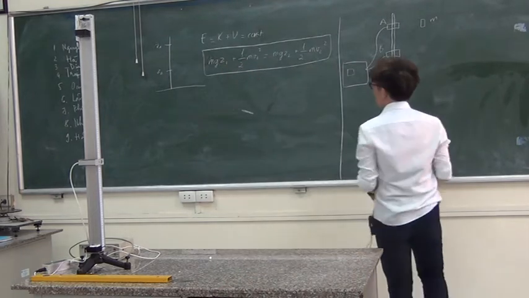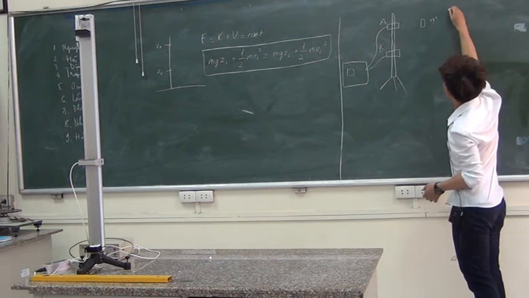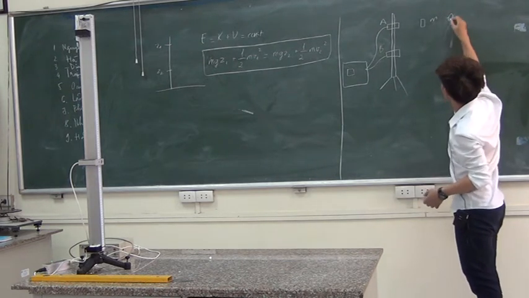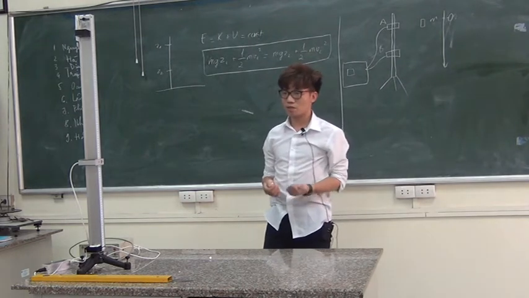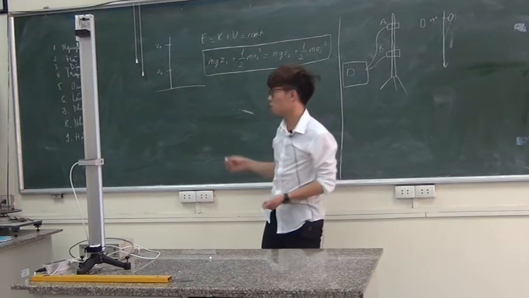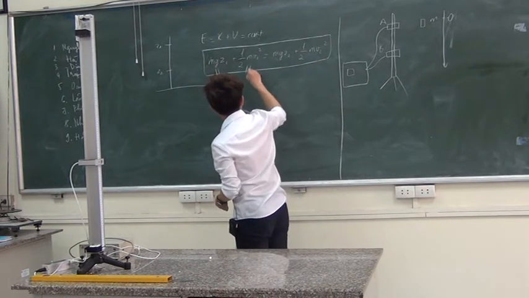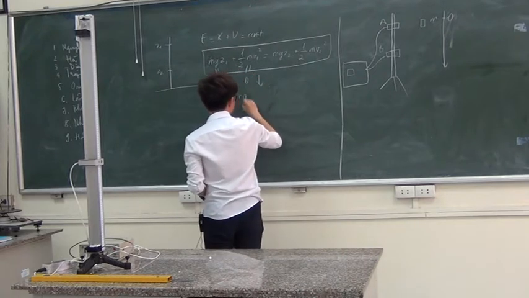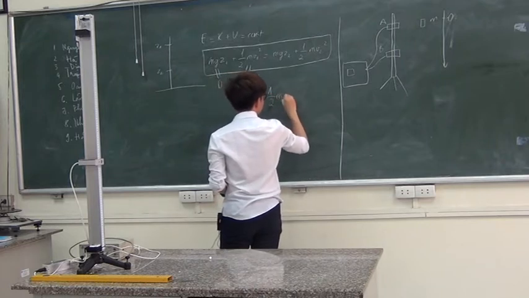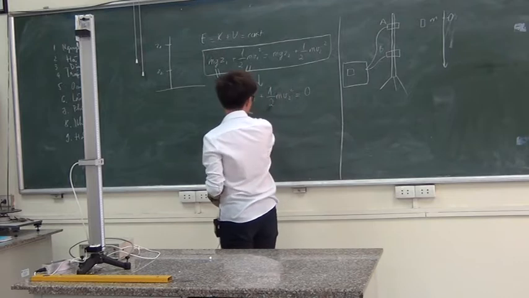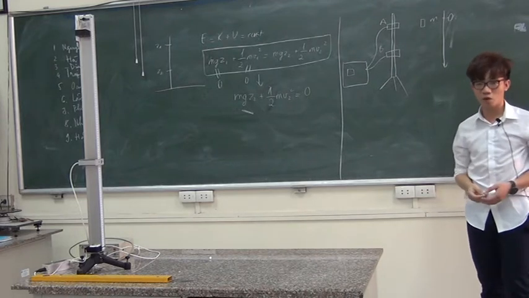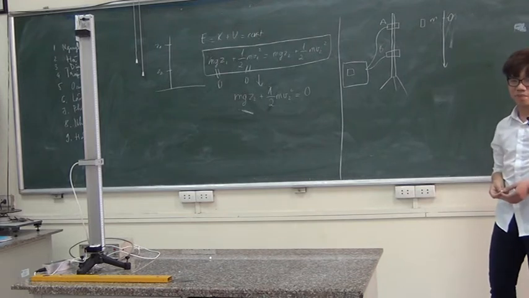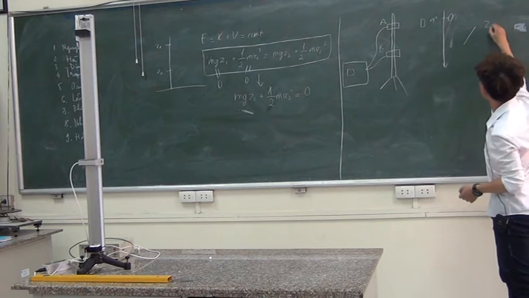I think, to keep it simple, we can choose this as our origin with potential zero, so the sum of initial kinetic energy and initial potential energy equals zero. So we can get the equation. Yes. So I think the simplest way students can think to verify the law by experiment is directly measuring Z2 and then measuring V2.